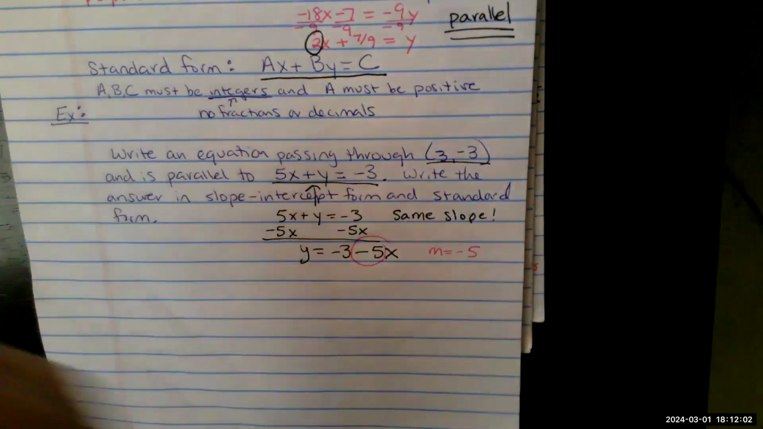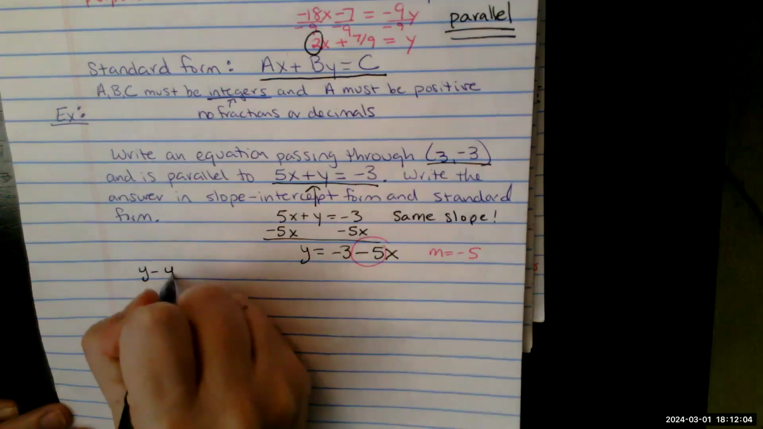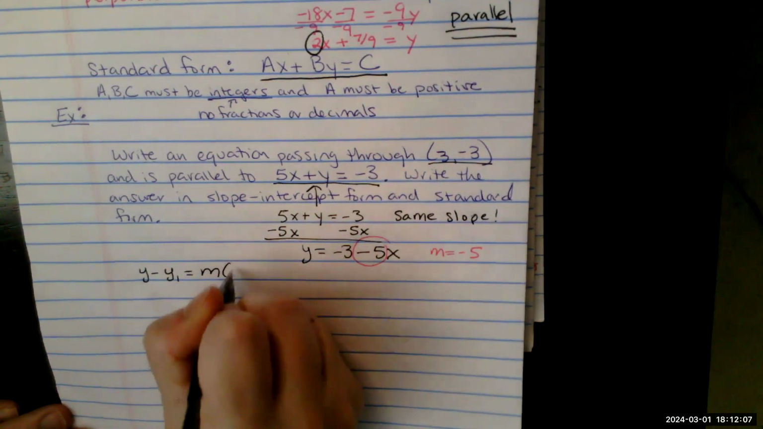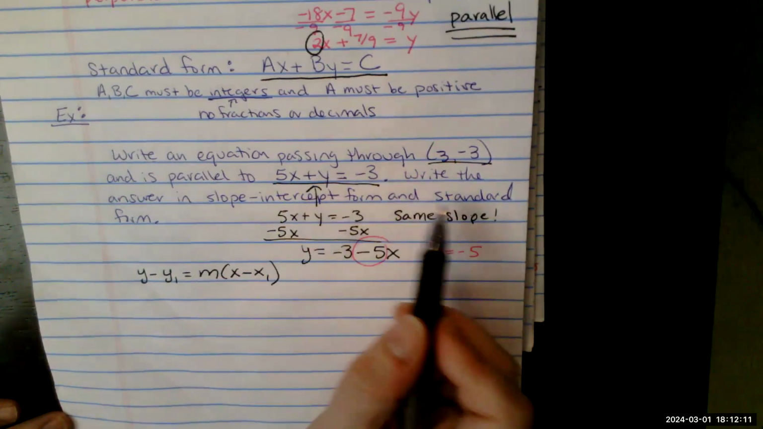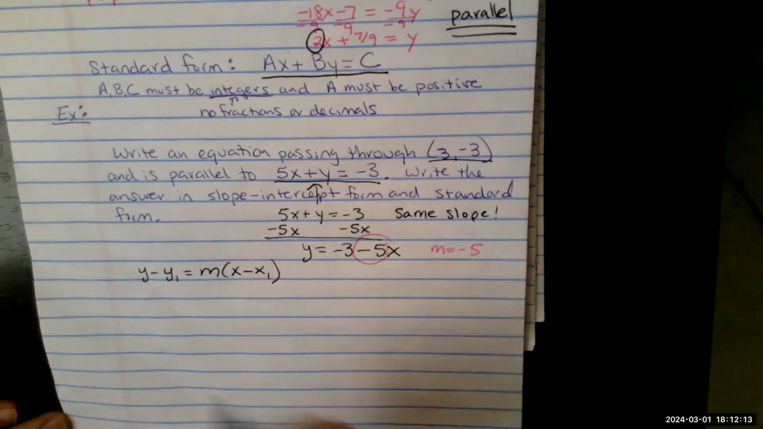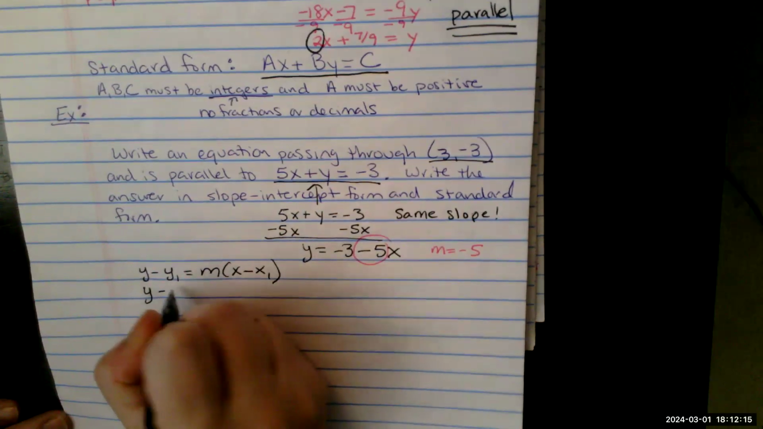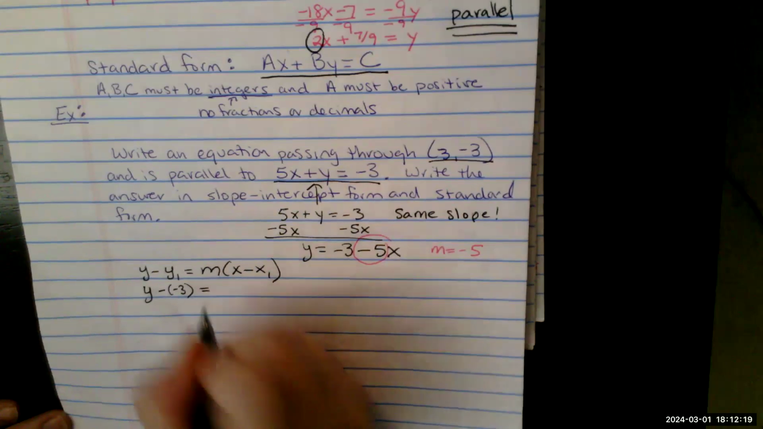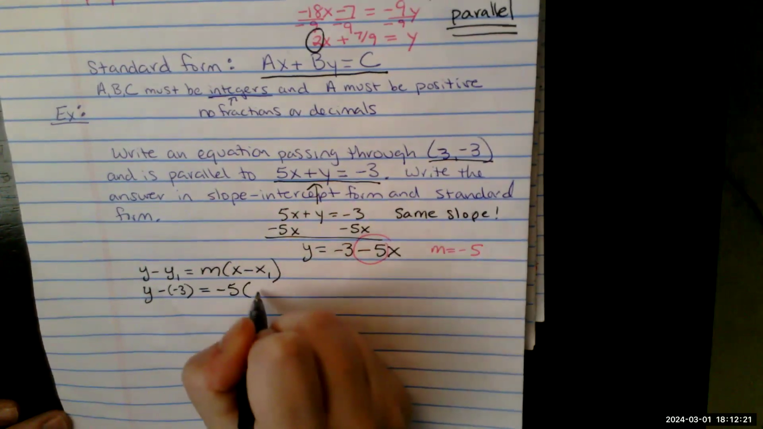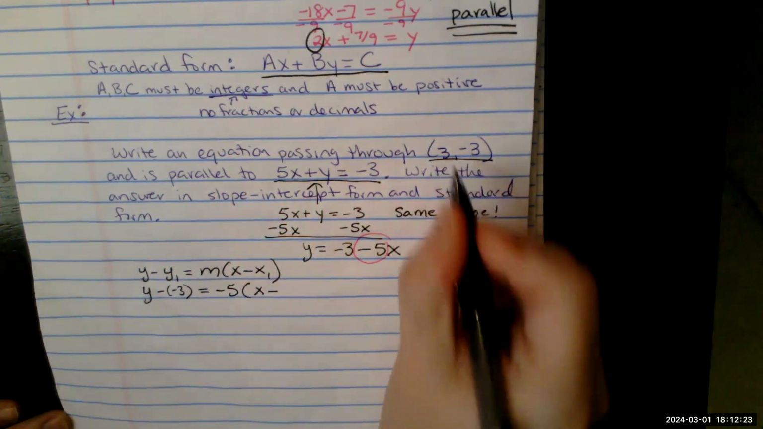So now don't I have a point and a slope? So I'm going to use the point-slope equation to get started because those are the things that I have. And then I'll go from here to give them the two answers they want. So y minus -3, because that's my y value, equals -5 times x minus 3.